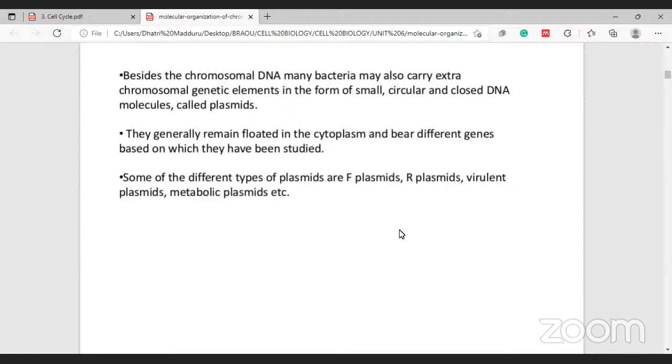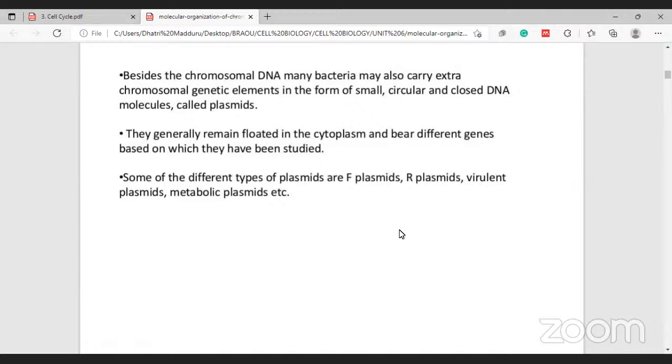These extra chromosomal DNAs are necessary for bacterial cells, but they are not essential. That means without the normal genetic material they cannot survive, but without plasmids they can survive. But these plasmids help bacteria in different processes. What are the different types of plasmids? F plasmids, R plasmids, virulent plasmids, metabolic plasmids, etc.